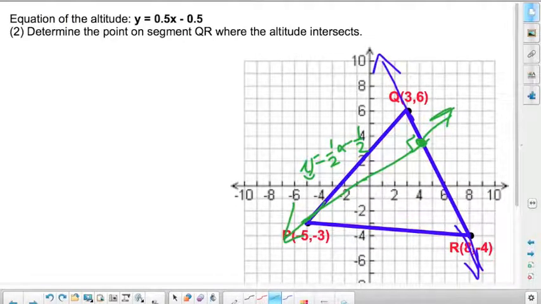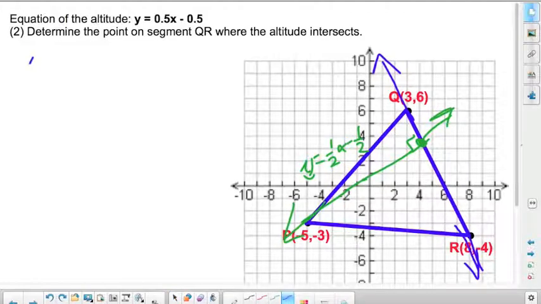Well, we have the equation of the green line. That's what step 1 was, right? We got the equation of our altitude. That's what we just did before. We got this equation of the green line. What else do we need now to get that point of intersection? Do we need the equation of the blue line? Yeah, now we need the equation of the blue line.